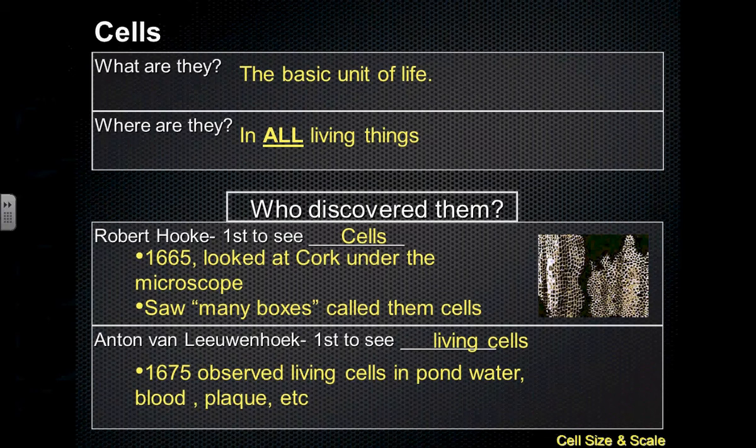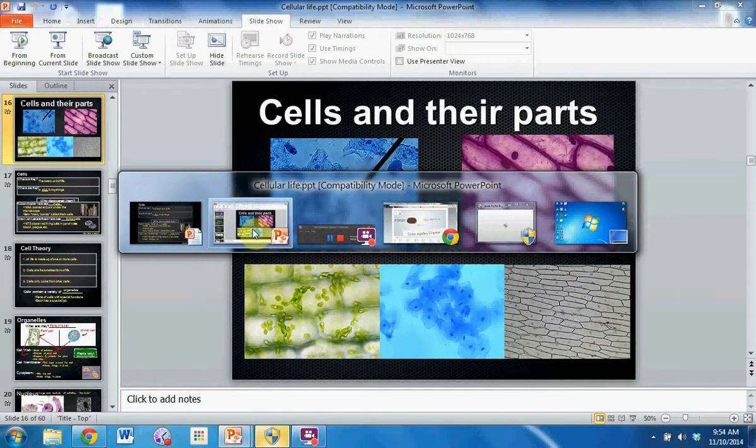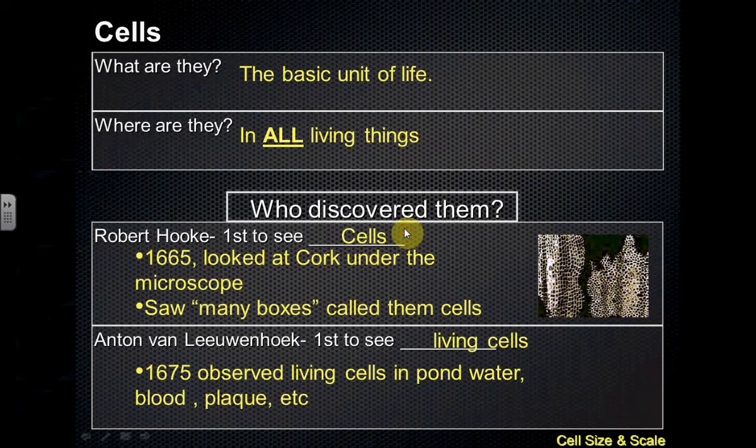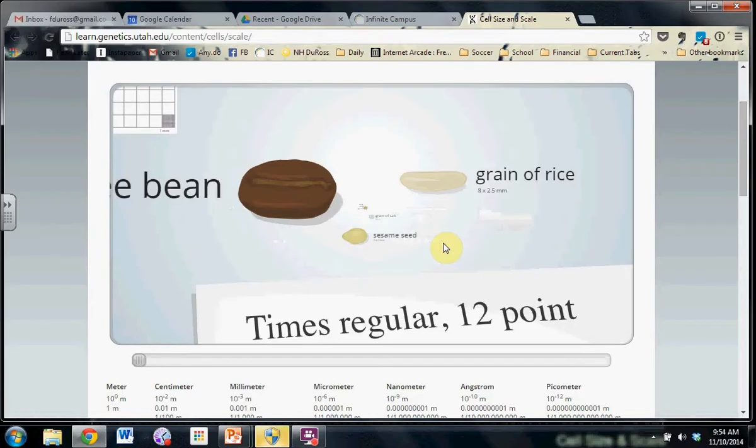Now let me just show you this website to give you an idea about the scale and the size of how big we're talking when we're talking about individual cells. If we look here at this little website, it shows us something. Obviously our scale here is in meters, centimeters, millimeters, and micrometers. We're familiar with those measurements.